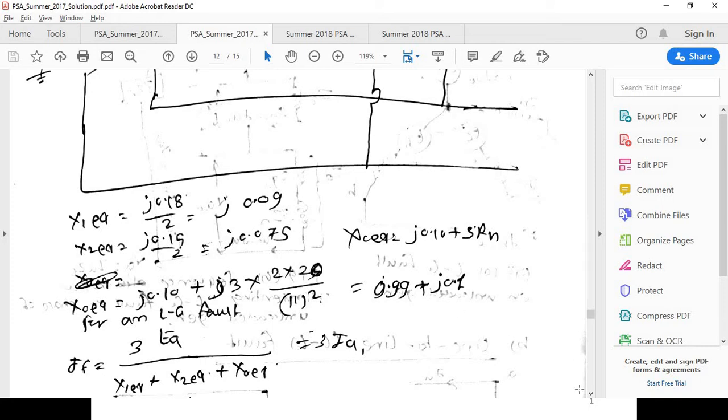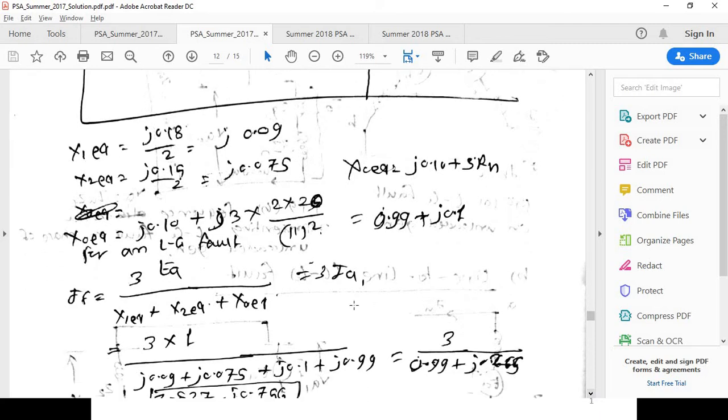Now for line to ground fault, the fault current IF is equal to, up to this step we had calculated positive sequence reactance, negative sequence reactance and zero sequence reactance. Now fault current is calculated by 3 into EA upon X1 equivalent plus X2 equivalent plus X0 equivalent. But we have the idea that in case of unsymmetrical fault analysis, we consider the EMF equal to 1 at an angle of 0 degree volt.